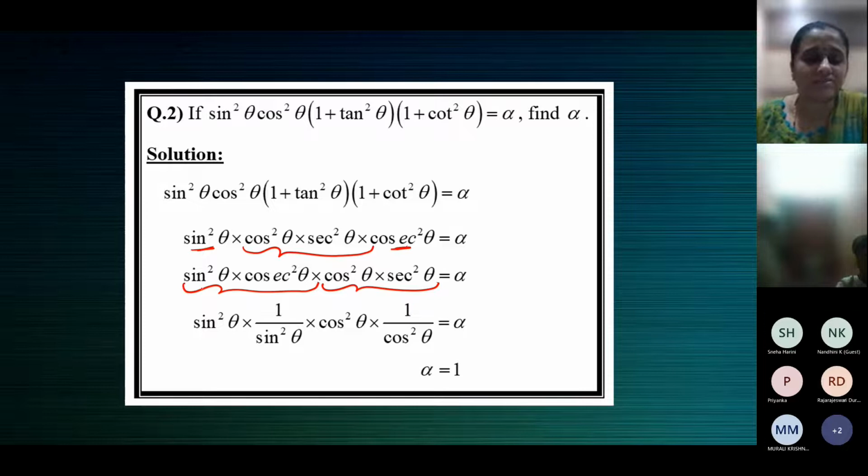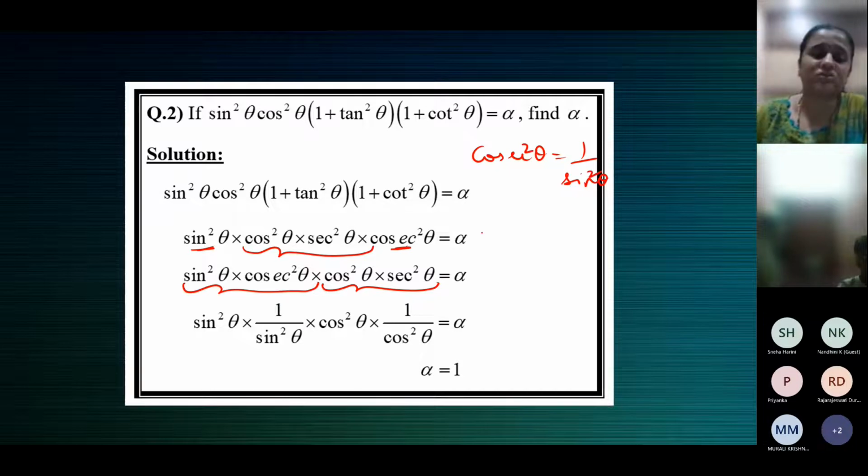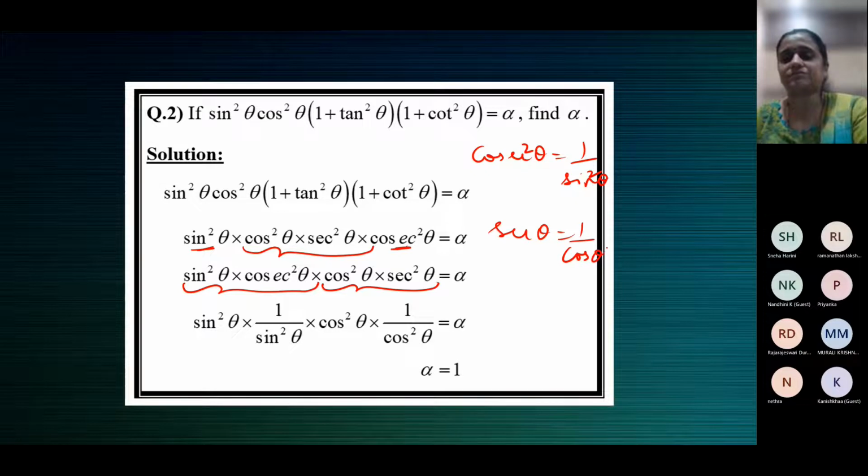Now in the next step, write sine square theta as it is. Cosecant square theta is equal to 1 by sine square theta, because cosecant theta is 1 by sine theta. When you square on both the sides, you get cosecant square theta is equal to 1 by sine square theta. Similarly, write cos square theta as it is. Secant square theta is equal to 1 by cos square theta, because secant theta and cos theta are reciprocal ratios.